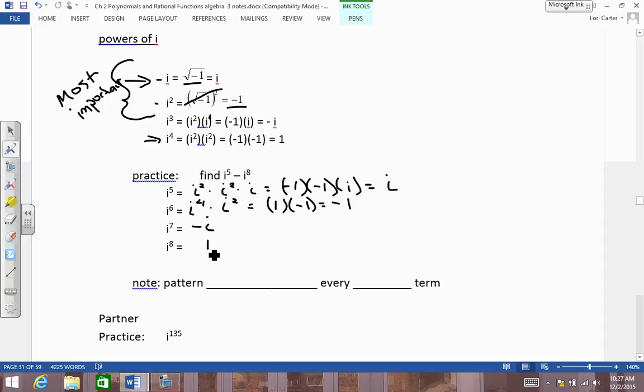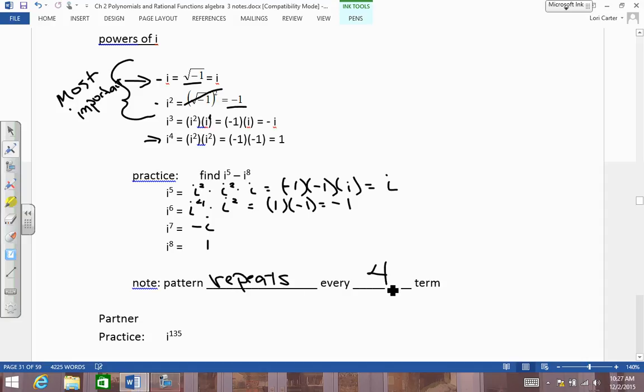1. What's my pattern? I, negative 1, negative I, 1. In other words, what's it doing? It repeats every 4 exponents. It repeats every 4 terms.